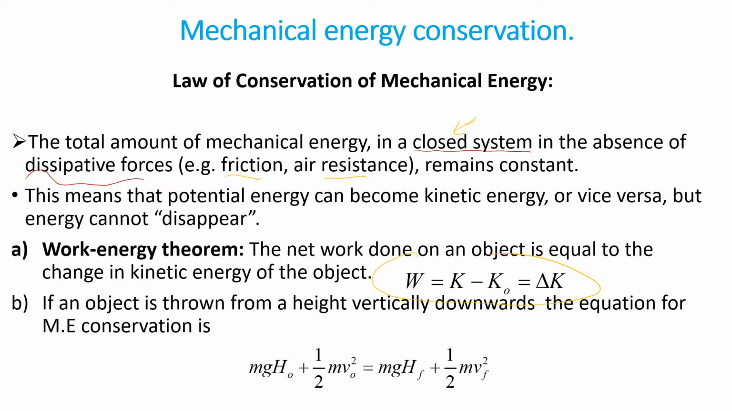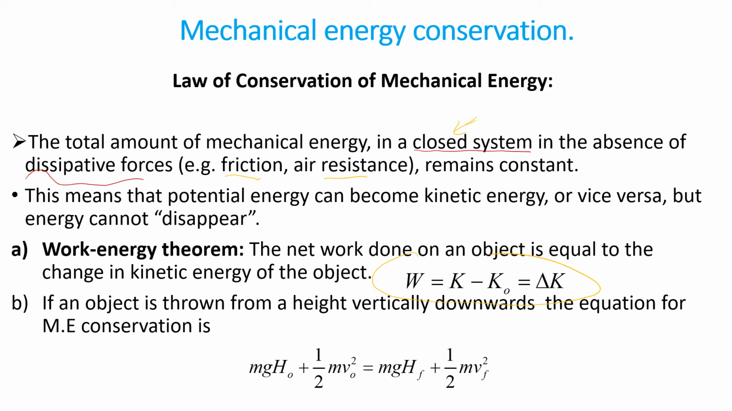Therefore, if we had an object that has kinetic energy K naught initially, and then it's given velocity such that its final kinetic energy is K, then the work which is being done is simply the difference between the two kinetic energies. The other equation that we can think of is, as I've explained before, if we threw a stone or any kind of object downwards from a height, if it has height h naught, it has potential energy mgh naught.